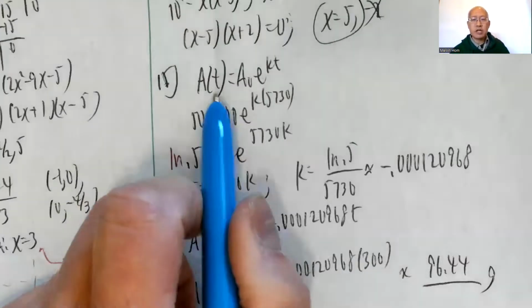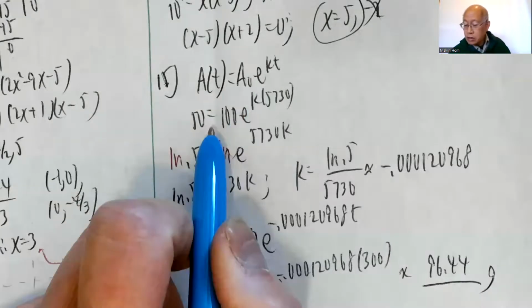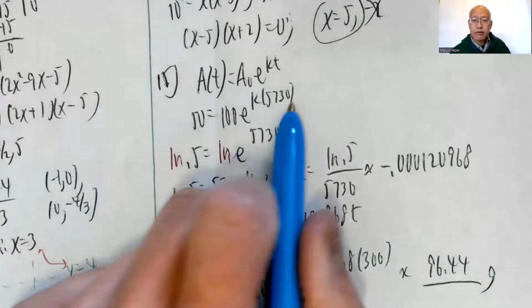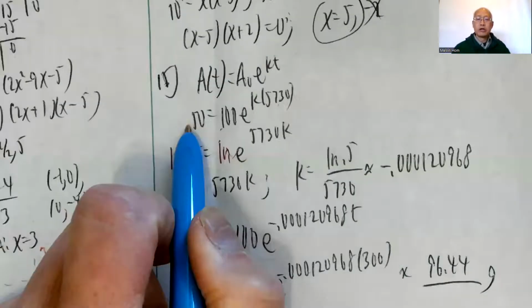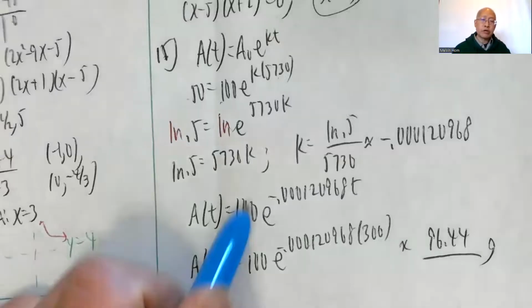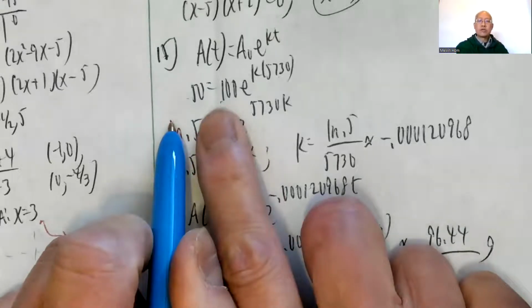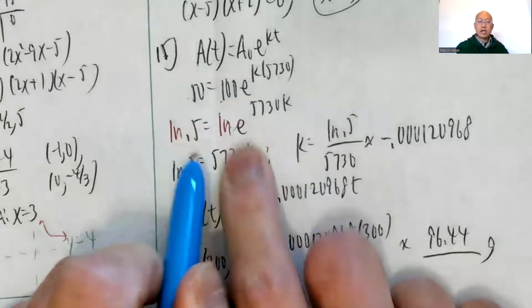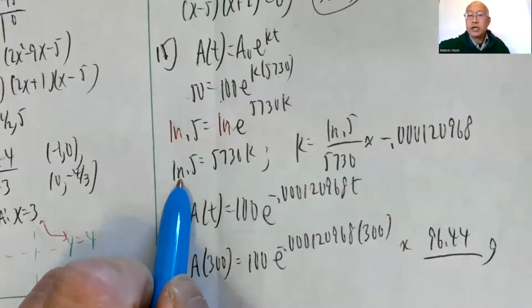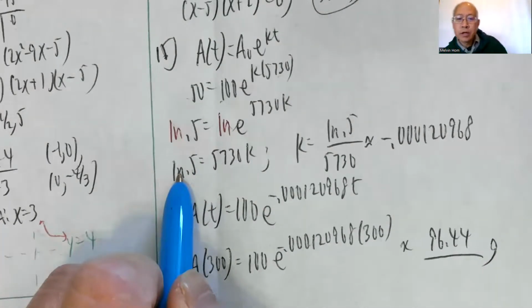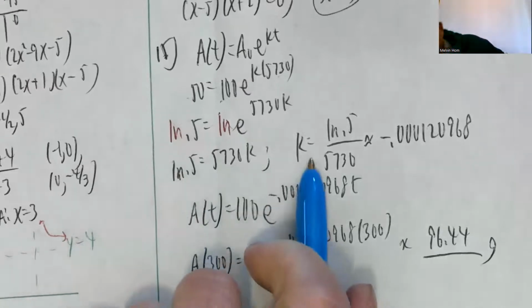Okay, 15, A of t is A0 e to the kt. You're given the initial amount is 100. 5730 goes here. Half of 100, half-life is 50. So 50 goes here. Divide by 100. 0.5 equals e to the 5730k. Take the natural log of both sides. This cancels out. And then ln 0.5 is equal to 5730k. And then divide both sides by 5730.